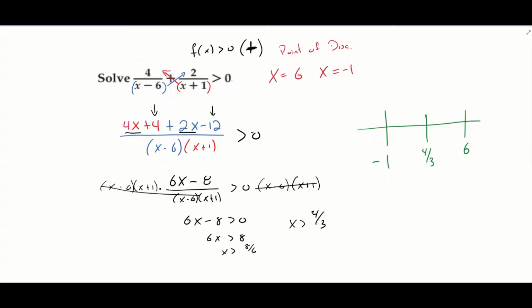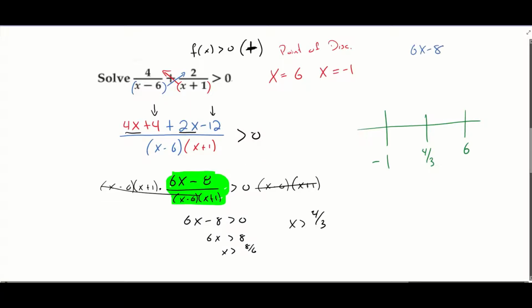Now, I'm going to clean this up a little bit, and I'm going to rewrite my rational inequality a little neater up here, just so that we can kind of see it a little better, right? So we have 6x minus 8 over x minus 6 and x plus 1. Okay, so in this equation is where I'm going to check my values, right? So, or check my test values. So here we go.